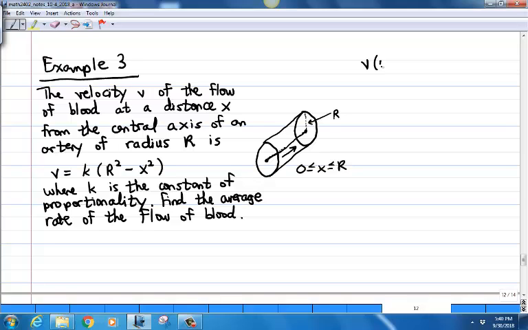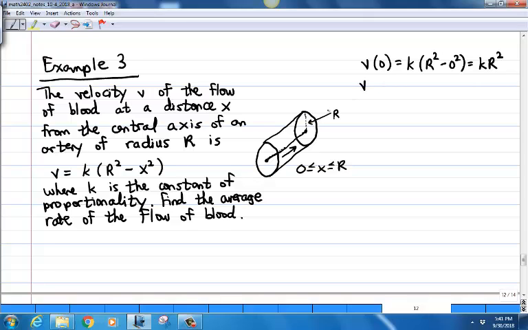For instance, if you evaluate it at 0, that would be the rate of flow of blood right at the center of the artery. That's at distance 0 away from the center of the artery, and that's an easy calculation. You're going to get k times r squared minus 0 squared, and of course that just simplifies to k times r squared. So that's the speed of flow of blood at the center of the artery.